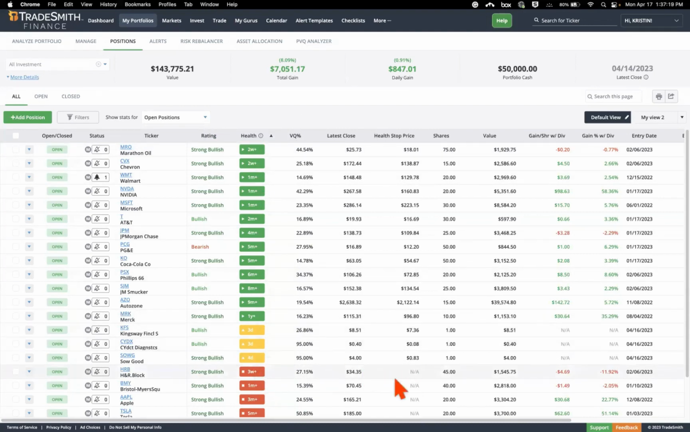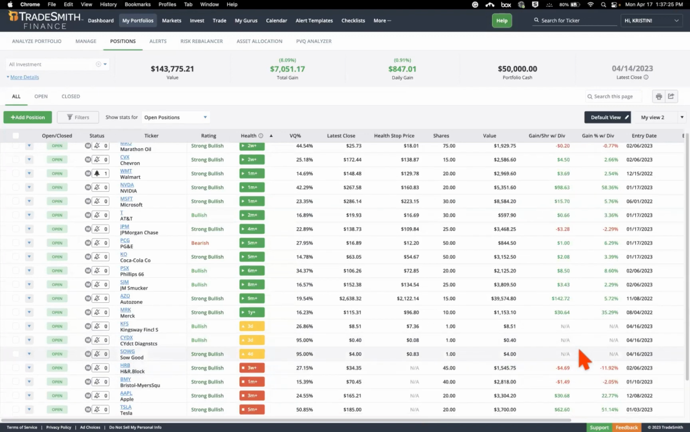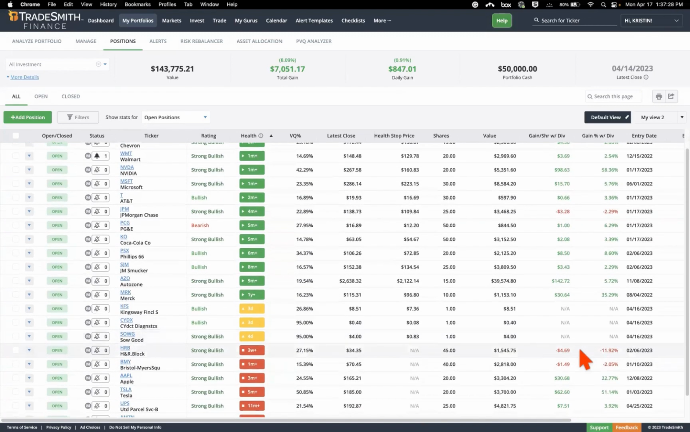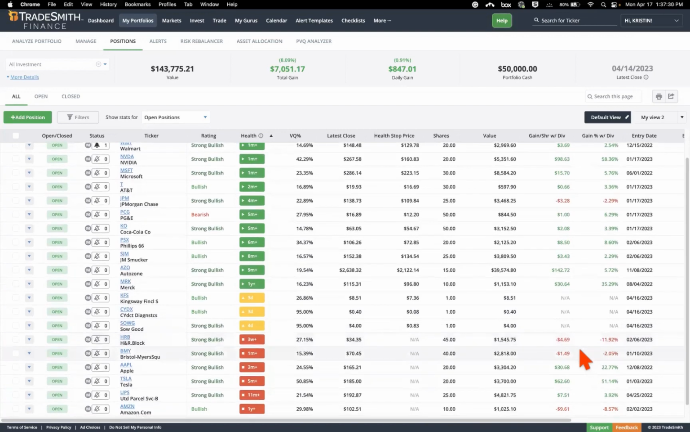That's why it says NA here. And when you hover over the red, you don't see a remaining risk amount. So this brings us to our next question. You'll see that I have a mix of stocks in here.